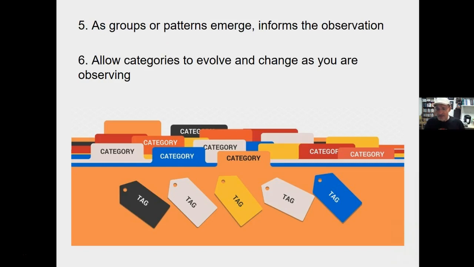Now, as I'm observing, sometimes the groups and patterns that I see emerging inform my observations, meaning I don't know exactly what I'm going to see as I'm observing, but as I see categories emerge, that's when I create these, and that helps me to know what to look for. And I always allow the categories to evolve and change as I am observing.